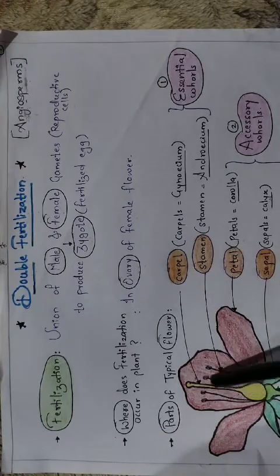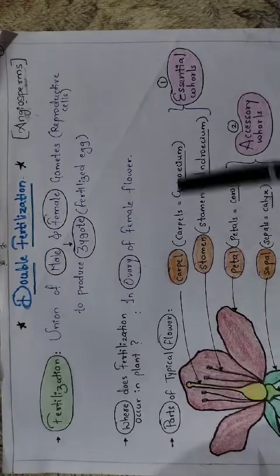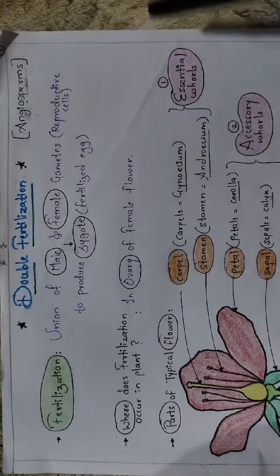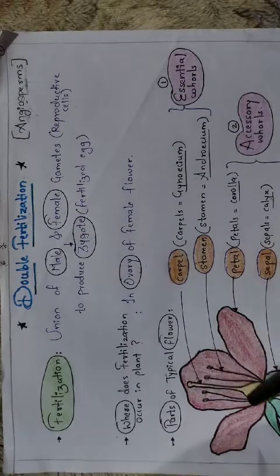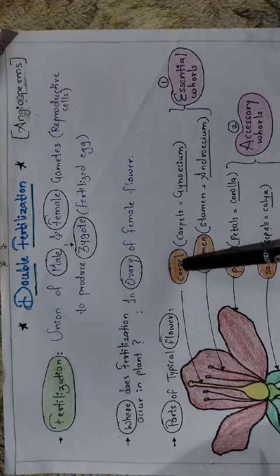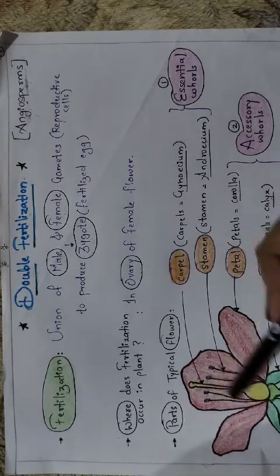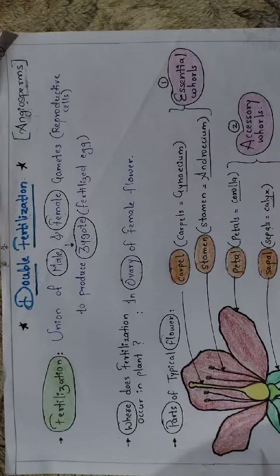Okay, next you can see the innermost whorl is called the gynoecium, and this gynoecium is the female reproductive organ, and again the individual member is called a carpel.